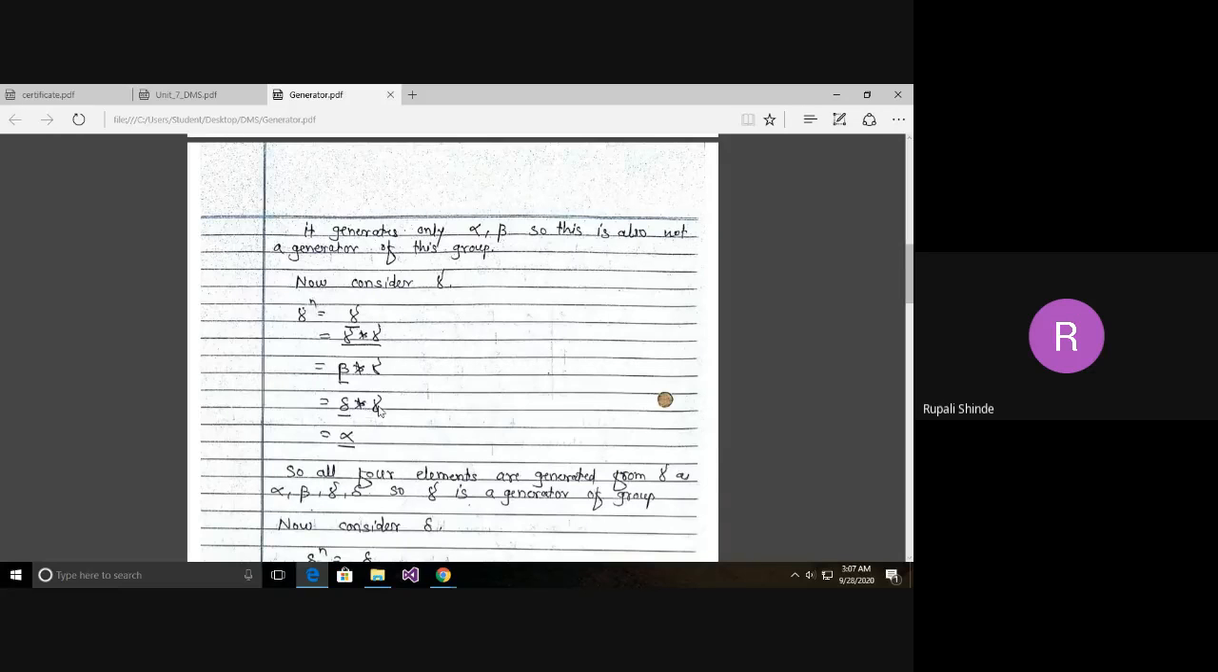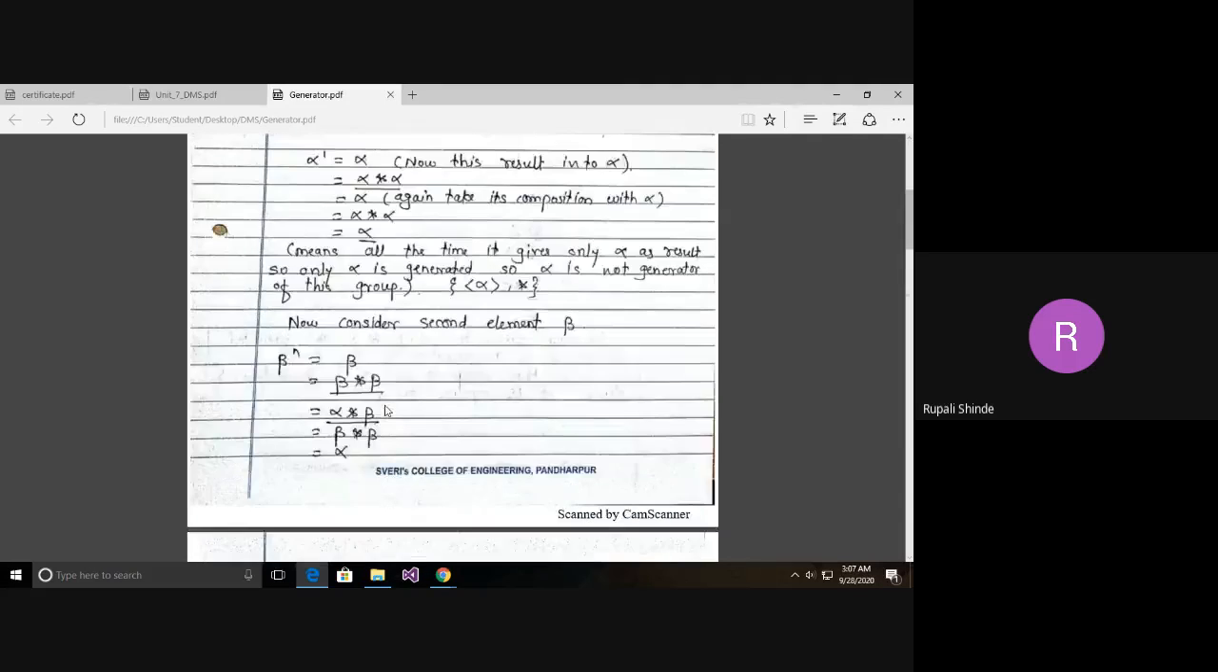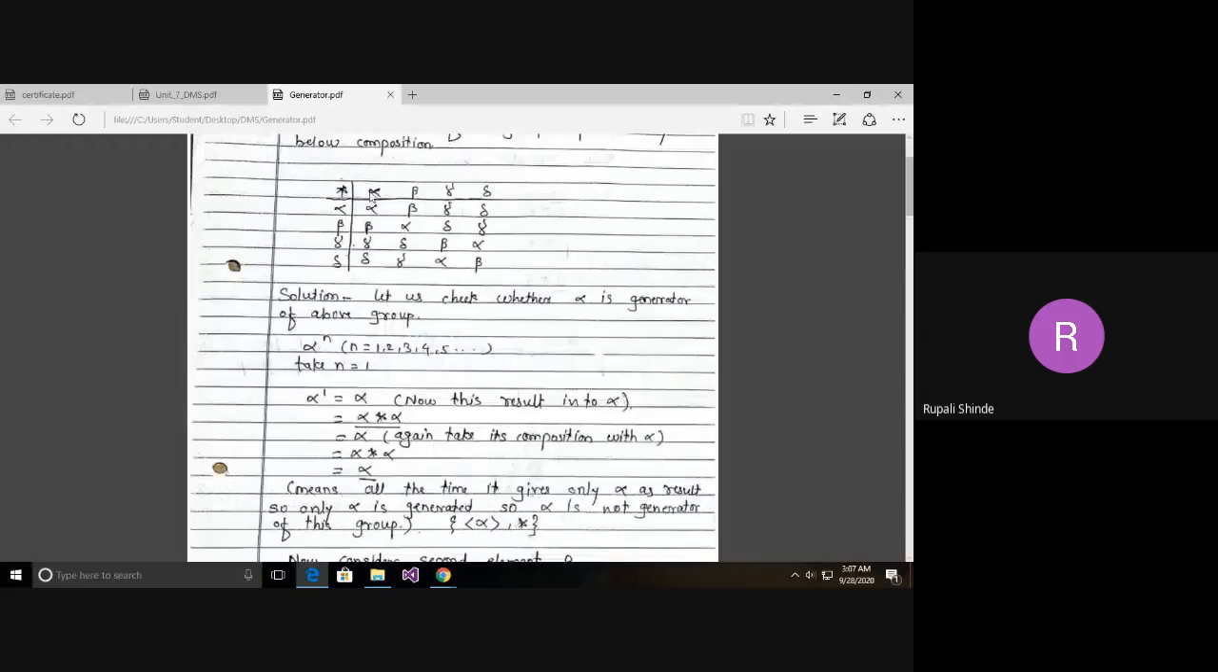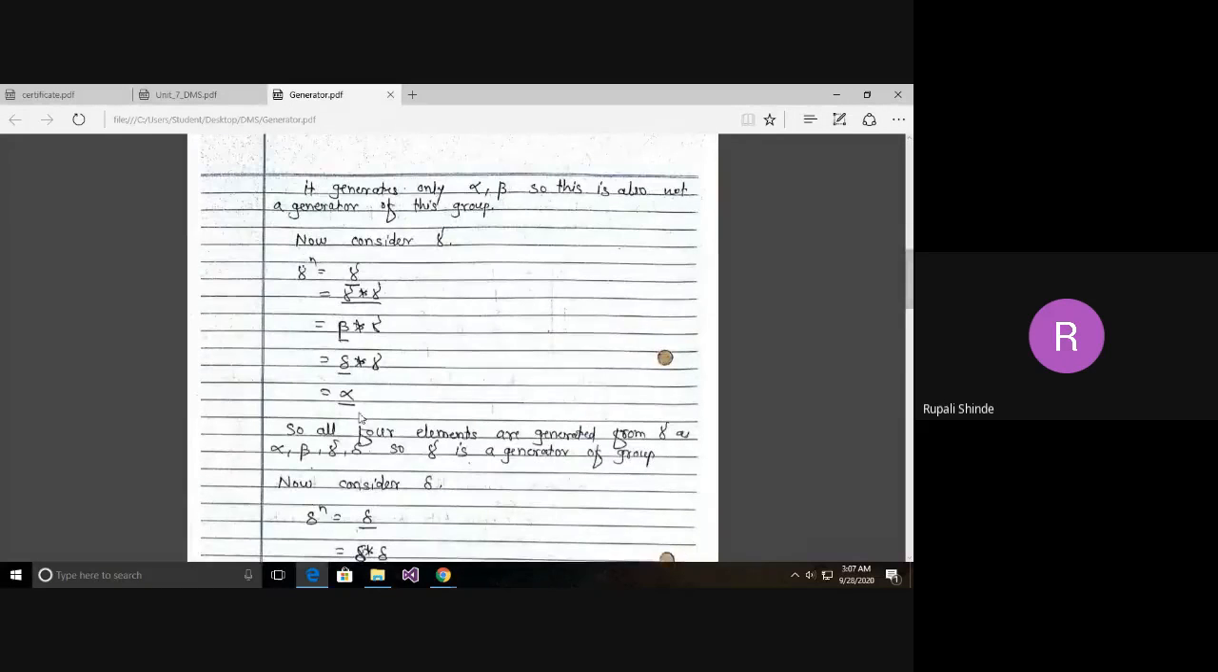So delta star gamma, and that result is alpha. So that is written here as alpha. So now check here all the elements like alpha, beta, gamma, delta. So all four elements are generated from this single element. That's why this gamma is called as generator of this group.